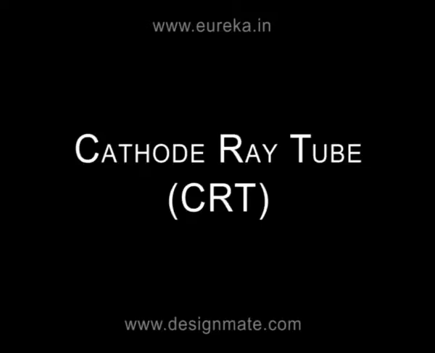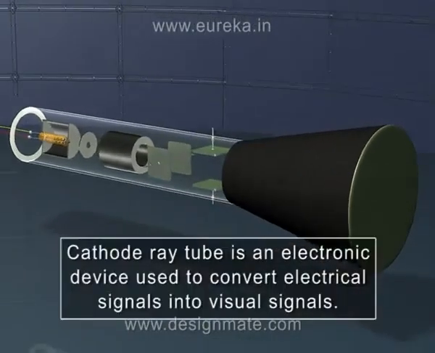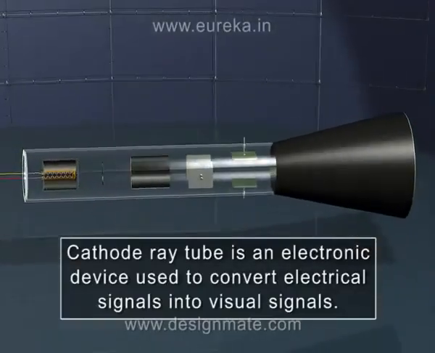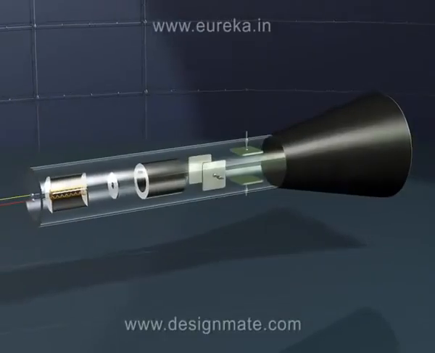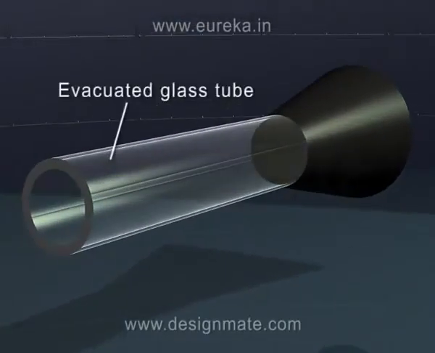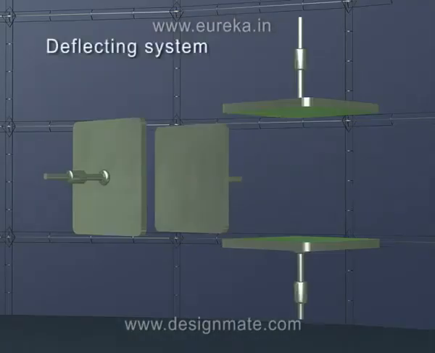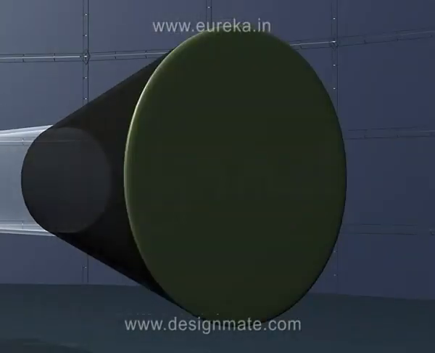Cathode ray tube. Cathode ray tube is an electronic device used to convert electrical signals into visual signals. The main parts of cathode ray tube are evacuated glass tube, electron gun, deflecting system, fluorescent screen.